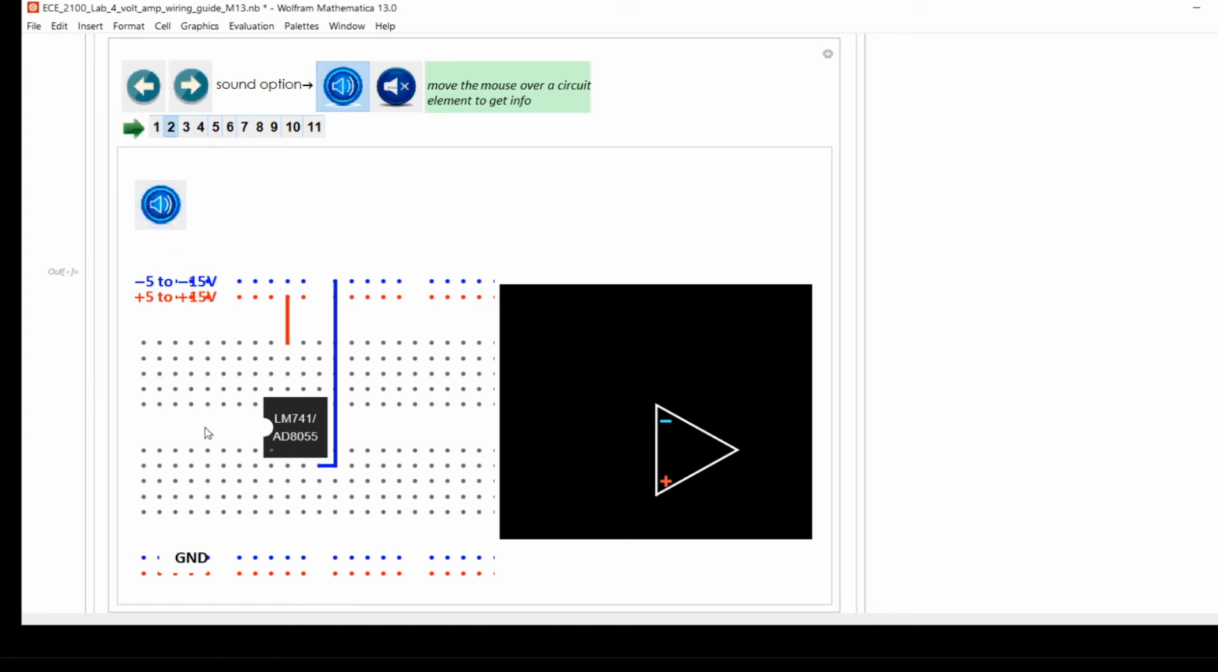Connect pin 7 of the op-amp to the plus voltage supply, and pin 4 to the minus voltage supply. The power should be off, of course, but make sure the wiring connection from the breadboard to the power rail is correct. Hover the mouse over the op-amp for pin assignment. Connect non-inverting input pin 3 to ground.